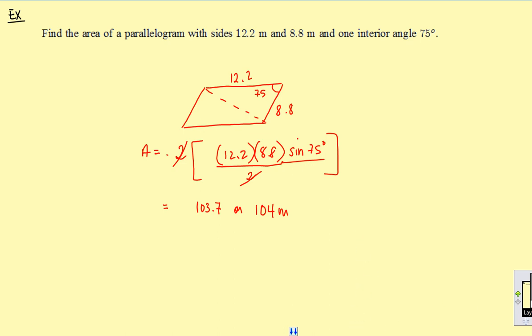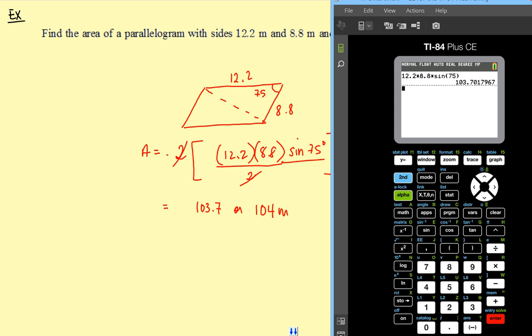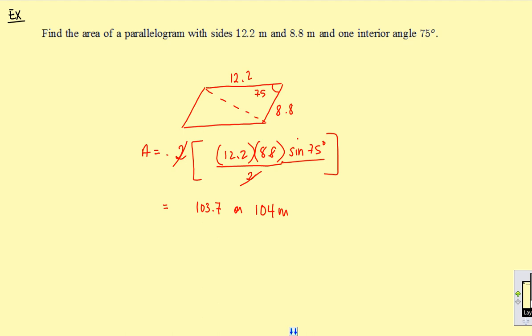Sorry, something just doesn't seem right. I feel like I didn't put it in properly. So 12.2 times 8.8 times the sine of 75. Oh, that's correct. Okay, so that's it. So we're done that problem.